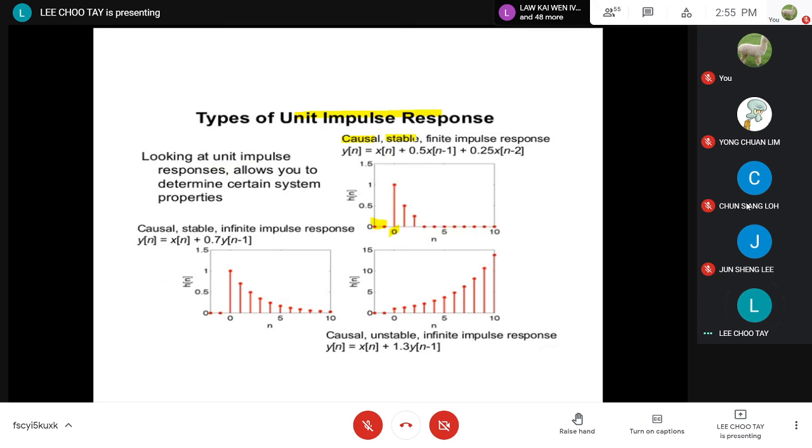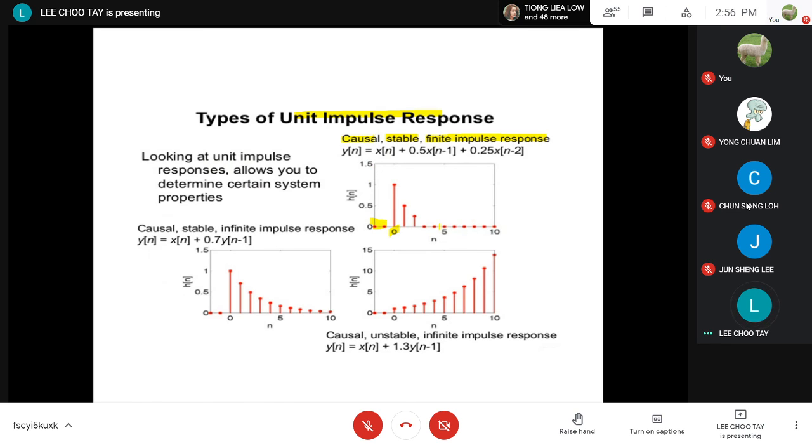Stable means you can see that the response of the system is decreasing. So it's stable, and it's also a finite impulse response. Finite meaning it goes down slowly, so our response is finite. We'll look at another example, infinite, later on.